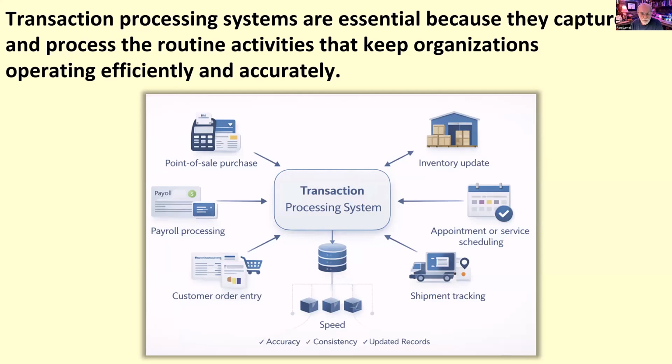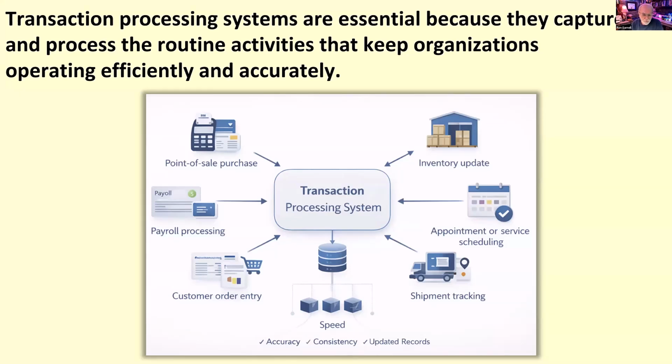They handle high volume, repetitive transactions that occur continuously in business environments. Examples include recording sales at a checkout register, processing payroll, updating inventory after a purchase, scheduling appointments, or tracking shipments. These are not usually the systems executives talk about most often, but they're absolutely critical because they keep core operations moving. The value of transaction processing systems comes from speed, accuracy, consistency, and reliability.